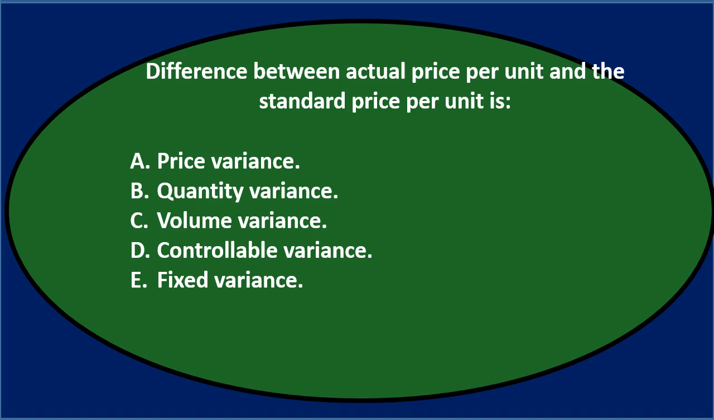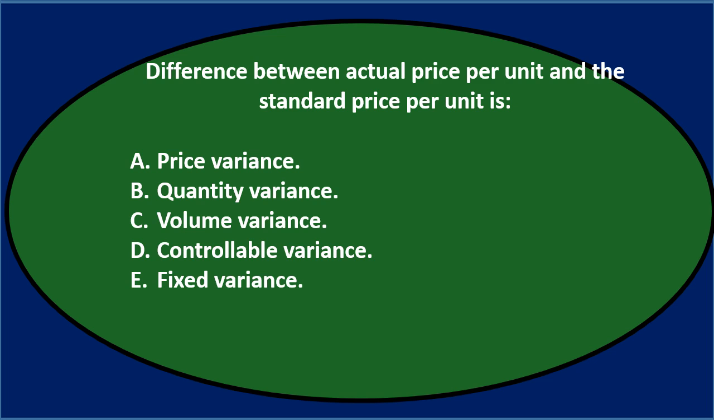In this presentation, we will take a look at multiple choice questions related to flexible budgets and standard costs, going through the questions and then practicing test-taking skills with them. First question. Difference between actual price per unit and the standard price per unit is either A, price variance, B, quantity variance, C, volume variance, D, controllable variance, or E, fixed variance.